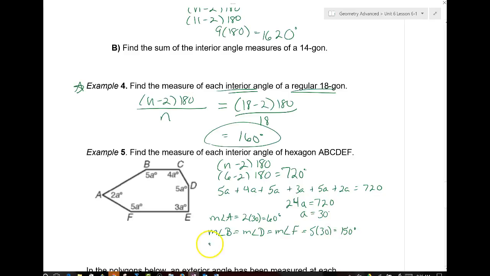Measure of angle C is just 4 times 30. I think that's 120. And then we have the measure of angle E.